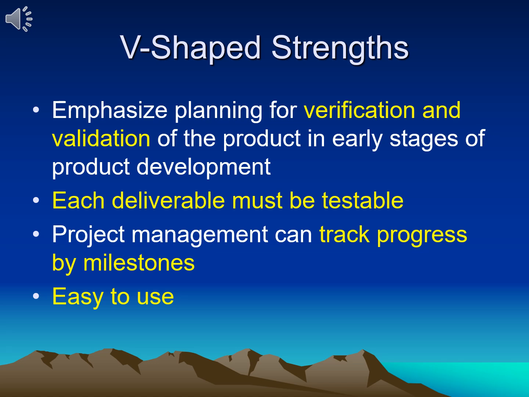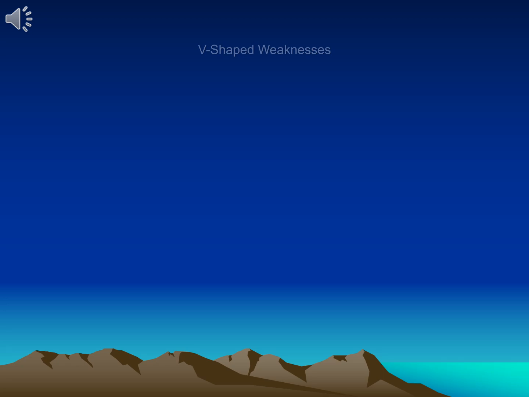V-shaped strengths. Emphasize planning for verification and validation of the product in early stages of product development. Each deliverable must be testable. Project management can track progress by milestones. Easy to use.